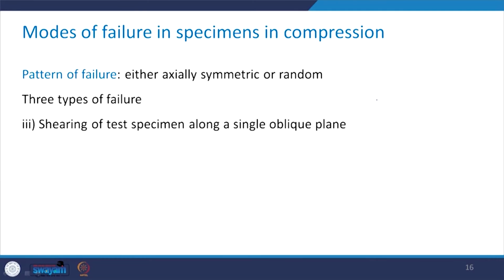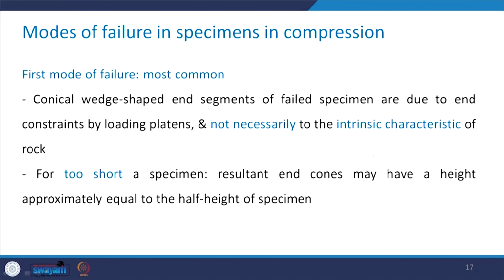The third type of failure is the shearing of the test specimen along a single oblique plane, that is, let us say it is like this, and you have the applied load. So, it is like this. So, along this it has been sheared. Now, the first mode of failure is the most common.